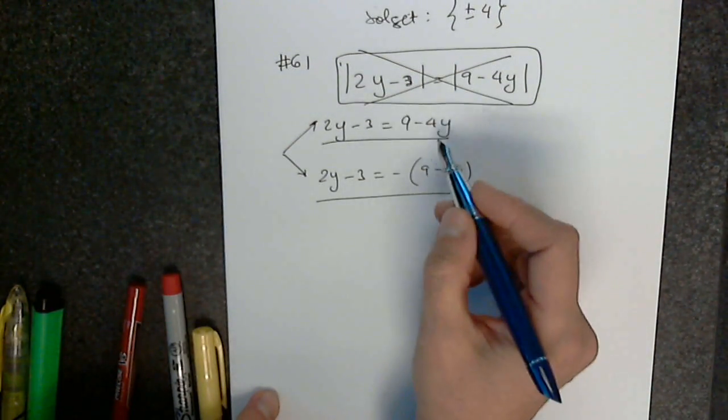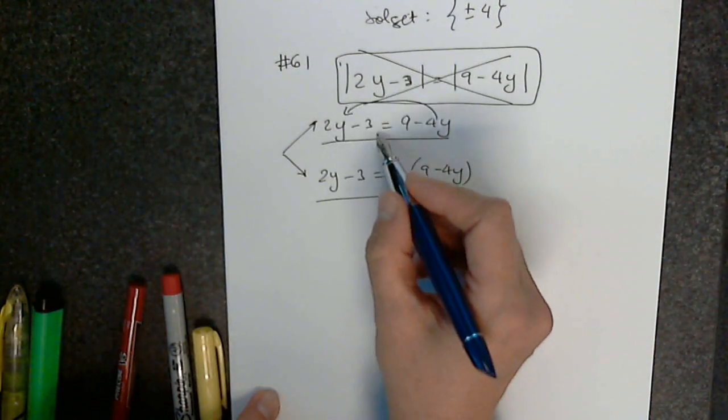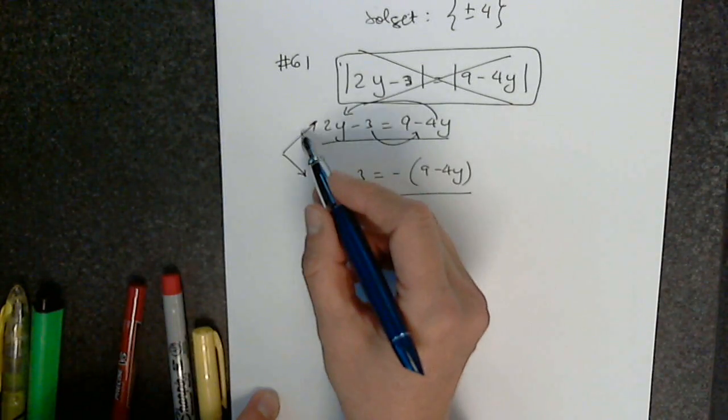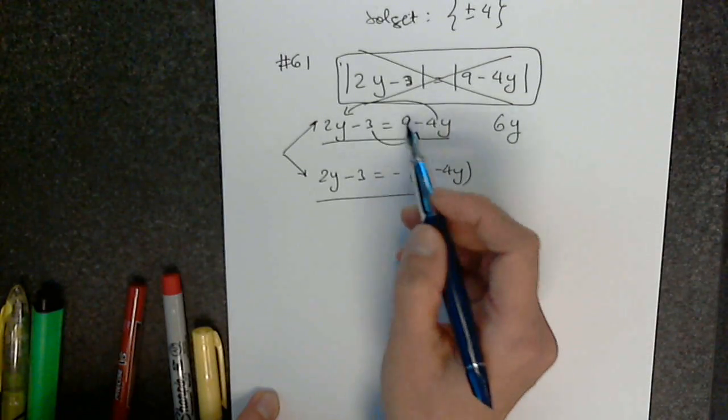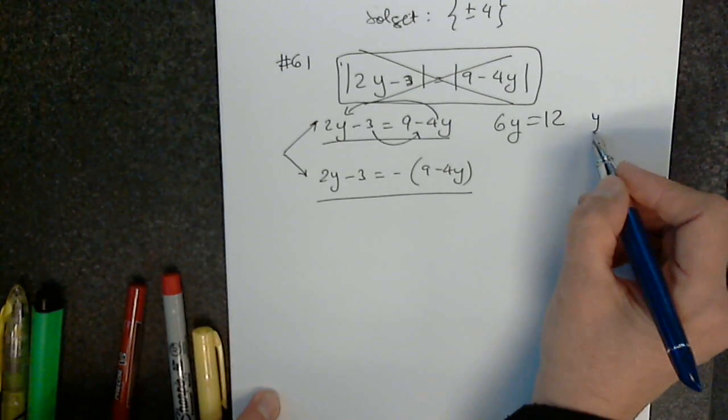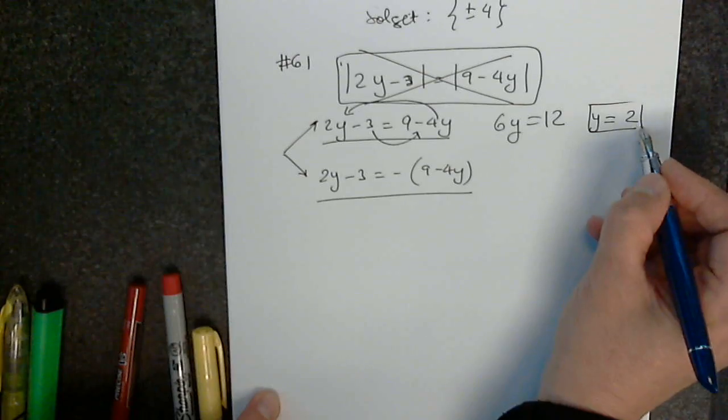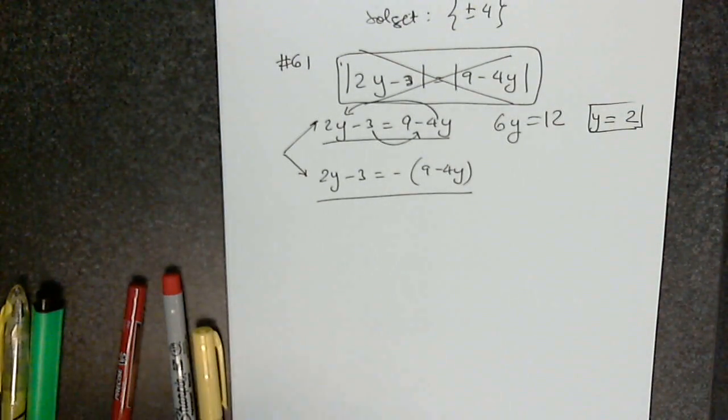So again, do whatever you want, but I will move 4y to this side and 3 to this side. When I move 4y, it's positive, so 6y. When I move 3, it becomes positive, so it's 12. So then y equals 2 from the first equation. Take a moment and let me know if you get the same thing.